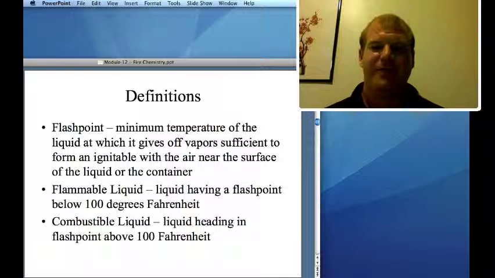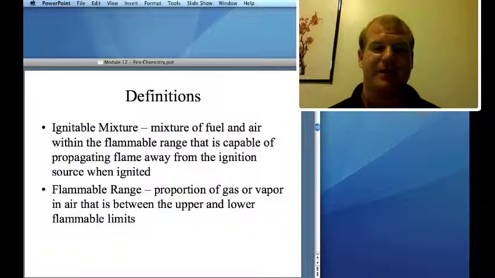So if you have a temperature and you hold a match up, it's the temperature that you'll see a flash of fire. Flammable liquid, this is anything that has a flash point below 100 degrees Fahrenheit. So these are really able to burn easily. Combustible liquid, this is something that has a flash point above that. So the difference between flammable and combustible is 100 degrees Fahrenheit.